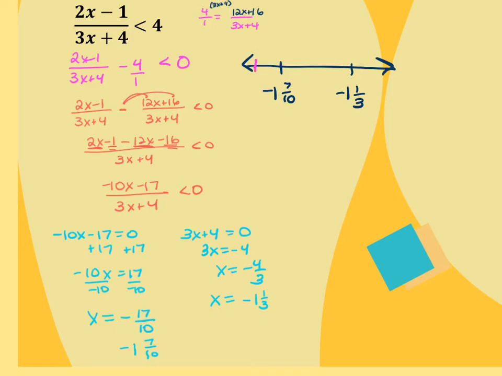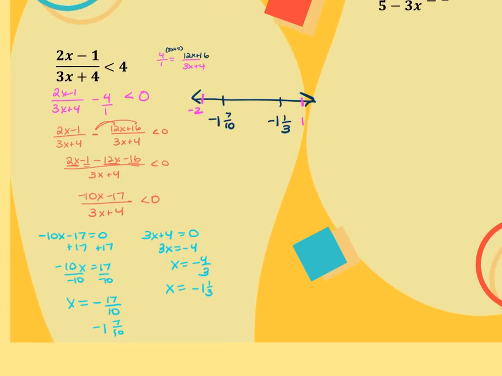So pick something that's less than negative 1 and 7/10, like negative 2, and something that's bigger than negative 1 and 1/3, like 1 or negative 1. Doesn't matter what you pick, as long as it's bigger. And then plug it in. So I'm going to plug it back into the original. 2 times negative 2 minus 1 over 3 times negative 2 plus 4, less than 4. And 2 times 1 minus 1 over 3 times 1 plus 4, less than 4.